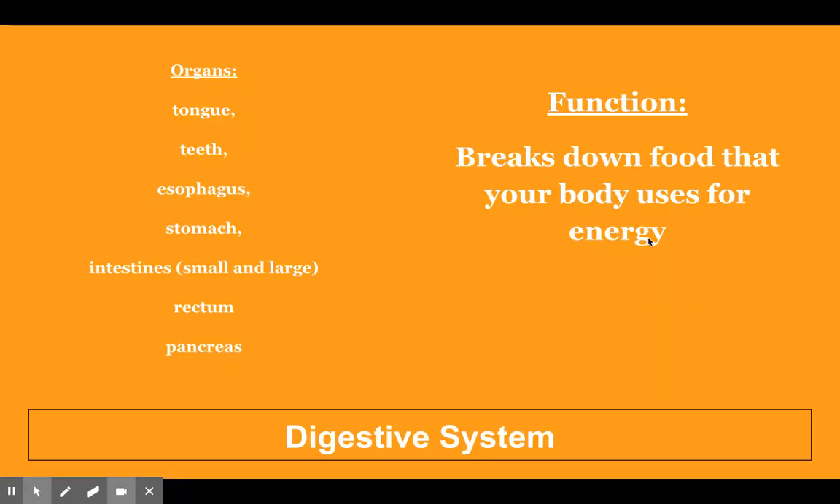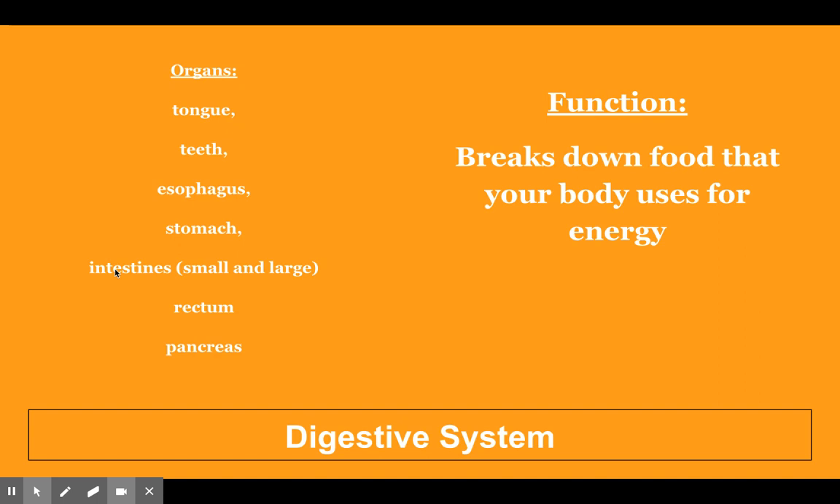The digestive system breaks down food so that you can use it for your body's energy. The main organs are your tongue, which is also a muscle, your teeth, which is also a bone, your esophagus, which is the tube that goes from your mouth to your stomach, then your stomach, your intestines, your small intestines, and your large intestines, the rectum, and the pancreas, but not quite in that order.